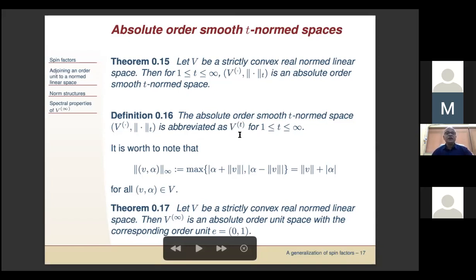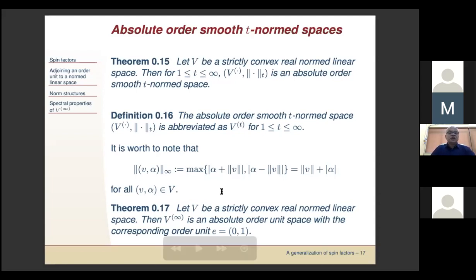In the case when t is equal to infinity, our definition is that the norm of (v, alpha) should be the maximum of these two quantities, namely the maximum of |alpha| plus norm v and |alpha| minus norm v. And then this turns out to be our original ordinate norm, namely norm v plus |alpha|. So we can quickly say that if V is a strictly convex real normed linear space, then V_infinity is an absolute order unit space corresponding to the order unit e, which is (0, 1).